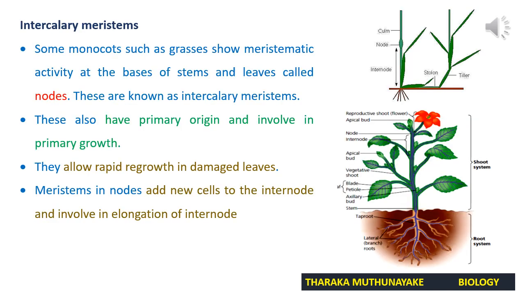The third type of meristems is intercalary meristems. Here it says some monocots such as grasses show meristematic activity at the bases of stems and leaves called nodes. These are known as intercalary meristems. What are these nodes actually?